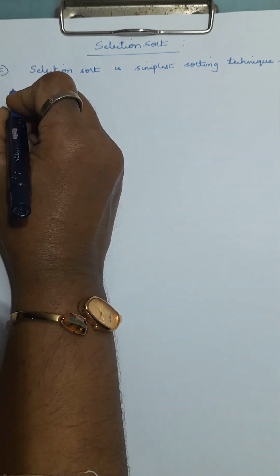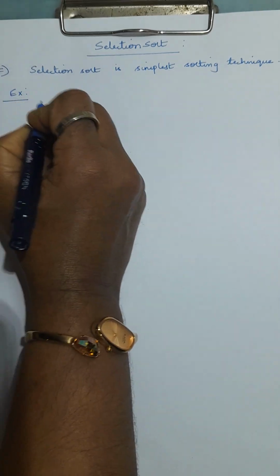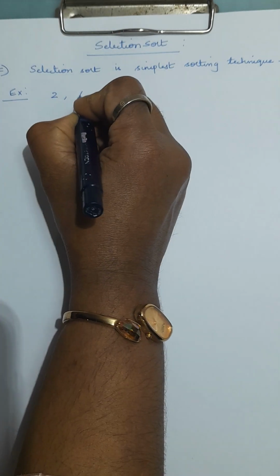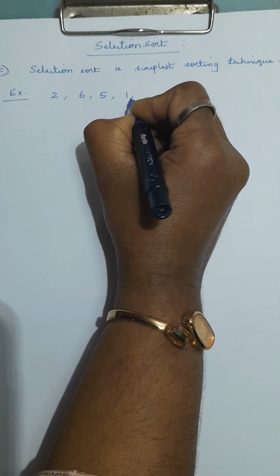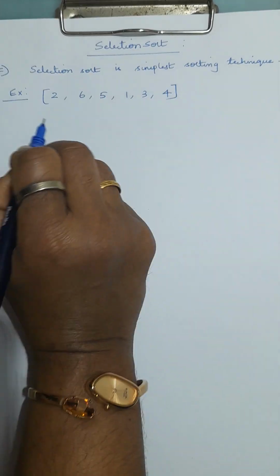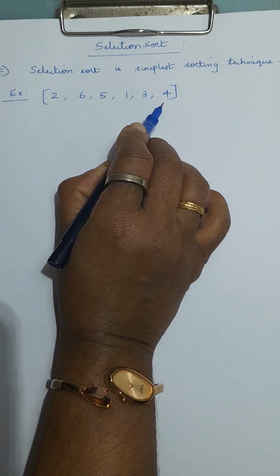So now let me explain with an example how exactly selection sort works. For example, if my array elements are 2, 6, 5, 1, 3 and 4, I'm taking the same example which I took for the insertion sort. Now there are 6 elements in the array.